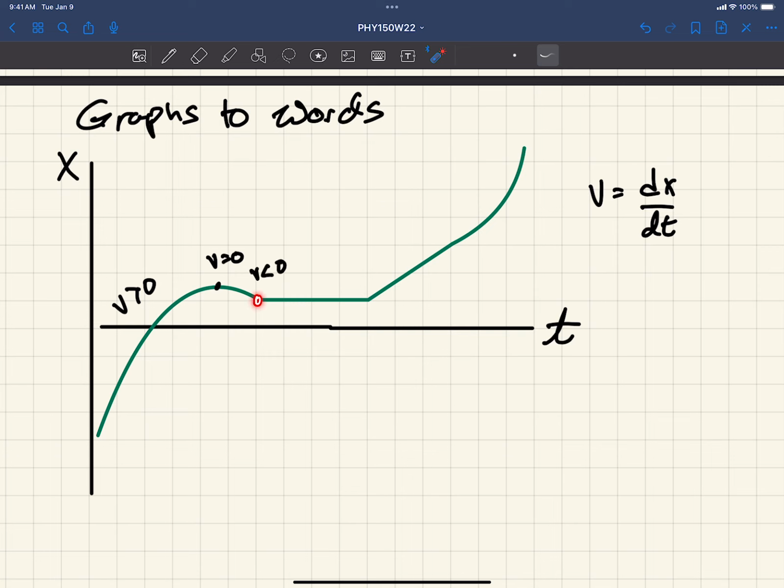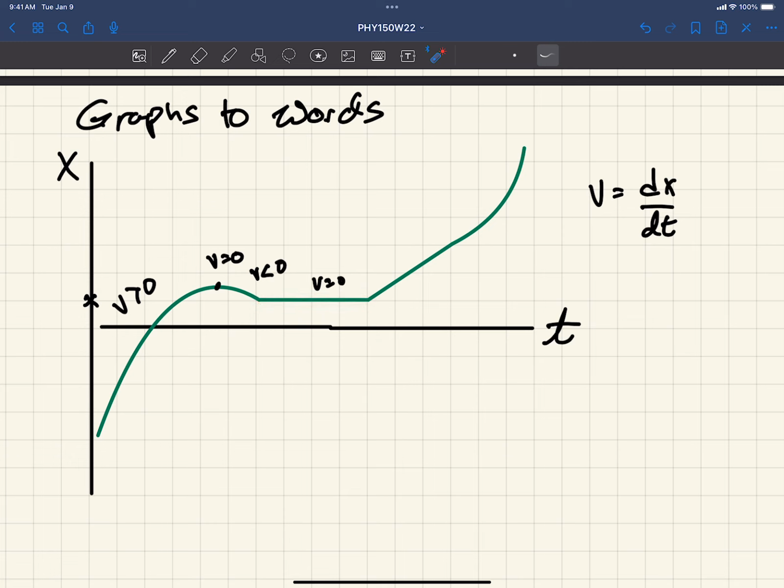And then the object reaches this location. Now what happens here? Well, right now the slope is what? The slope is 0. So therefore, in this region, the velocity is 0. What does that mean? Well, it means the object stopped, right? The object stopped changing its location from whatever this time is to whatever that time is, and that's what that horizontal line is telling us.